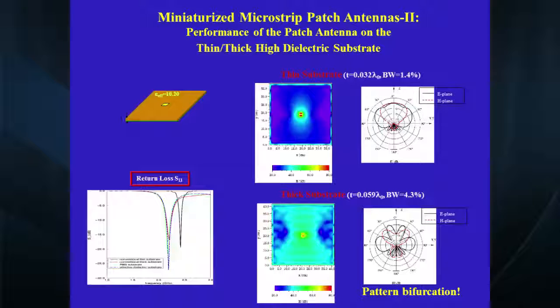What really happens when you put this miniaturized patch on a high dielectric, let's say 10, with the height, in this case, about 0.06 wavelength, is that it still is narrow, but it's thicker than a thin substrate. You see bifurcation in the radiation pattern because the surface wave and space wave interfere and bifurcate.